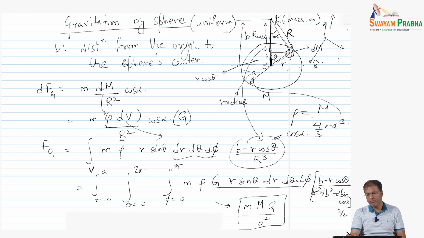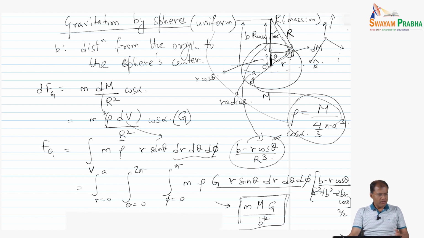What do we mean by uniform sphere? Its density is constant. That is a uniform sphere. If its density depends on the angle and the distance, then it is a non-uniform sphere. So for a uniform sphere, we find that the gravitational force is surprisingly simple, right? So let me write down this statement that I just made.